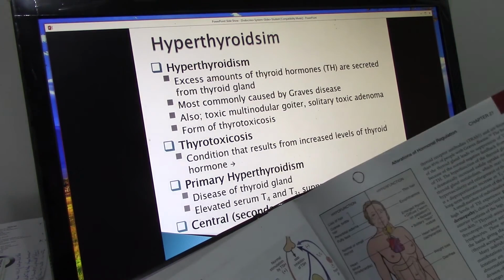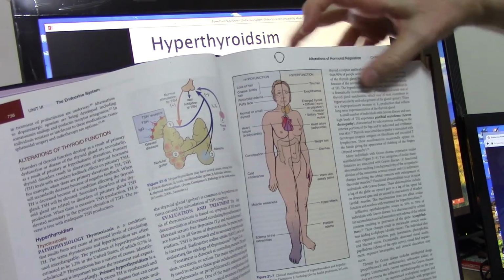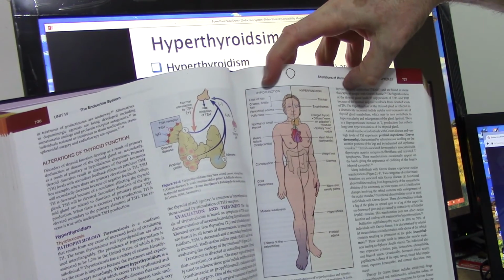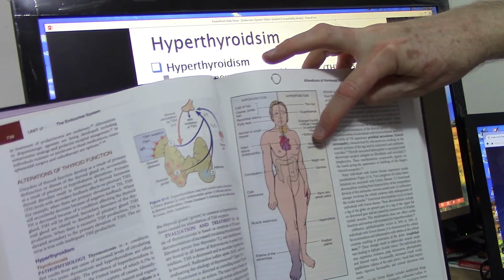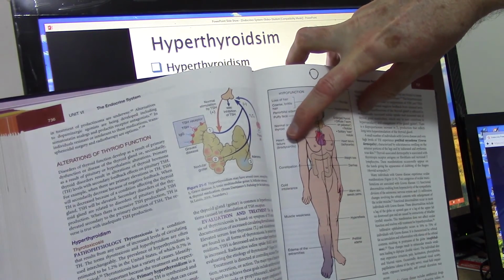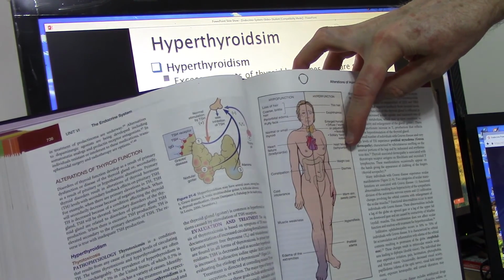And again, this is a really nice little illustration of all the signs and symptoms that you will see in hyperthyroid versus hypothyroid. How the heart will be affected. It'll be bradycardic if it's low thyroid. It'll be tachycardic if it's high thyroid.